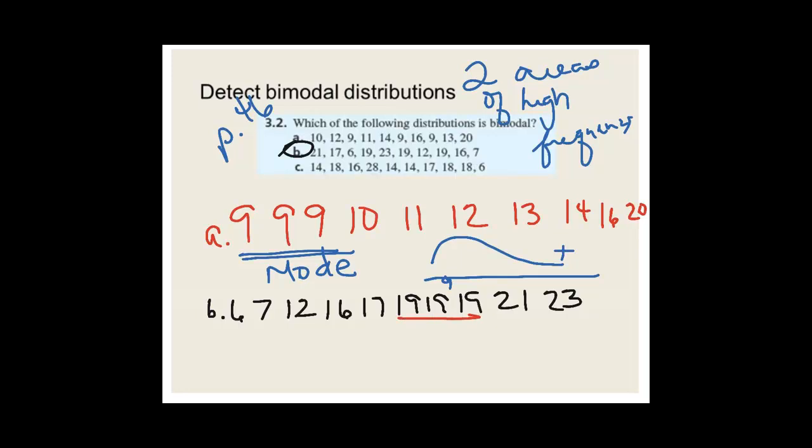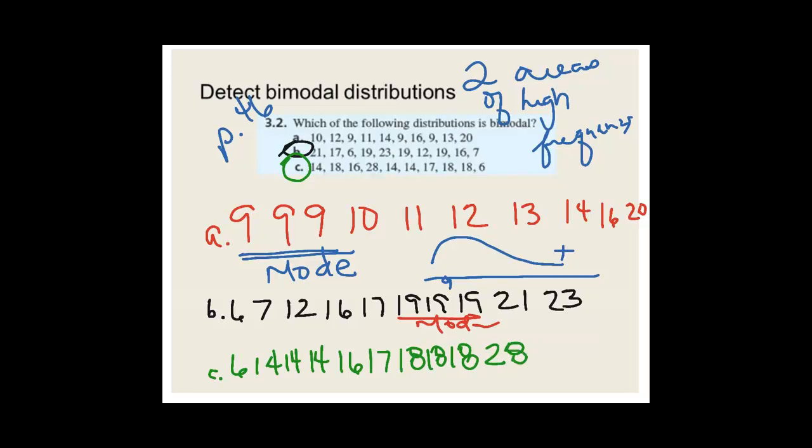In problem 3.2c, the ordered scores are 6, 14, 14, 14, 16, 17, 18, 18, 18, and 28. The scores 14 and 18 both occur 3 times and are separated by the low frequency scores 16 and 17. Thus, this distribution can be described as bimodal.